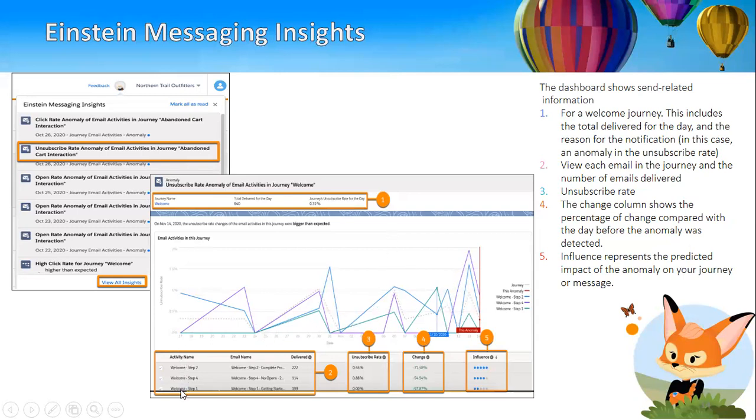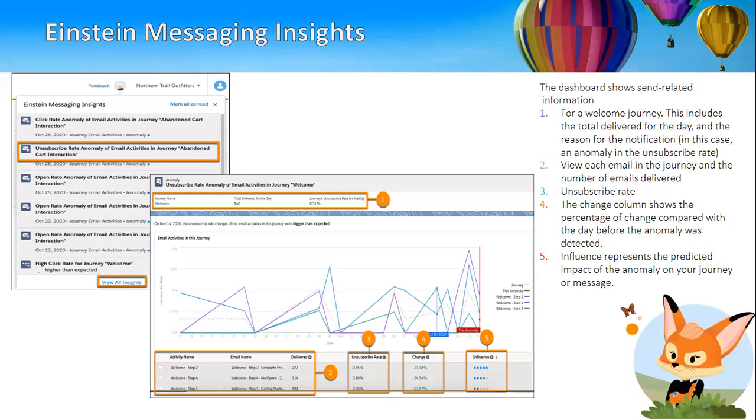Here we have 3 different activities in the journey, so it is showing 3 different lines with different performance. Based on that, you can decide which is performing well, and make use of it for your future journeys as well. Here it will give the email name, delivered, how many received that email, and the unsubscribe rate change. Like I mentioned, if there is a change from yesterday's run, it will display the percentage change from yesterday.